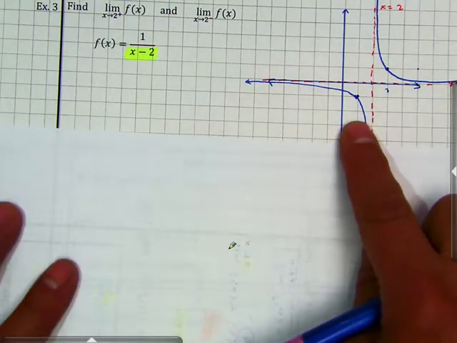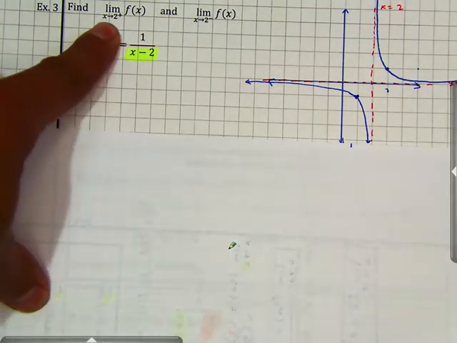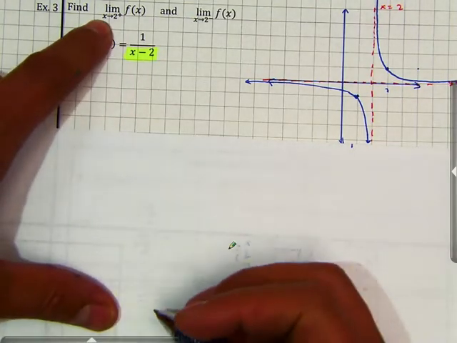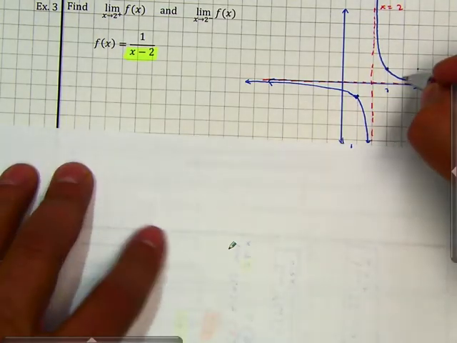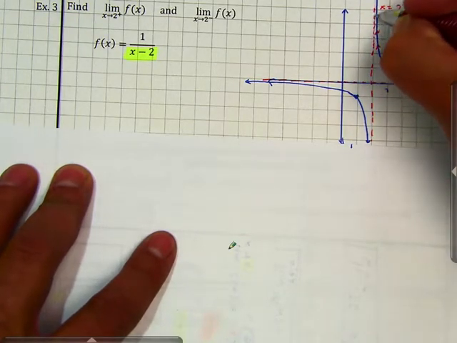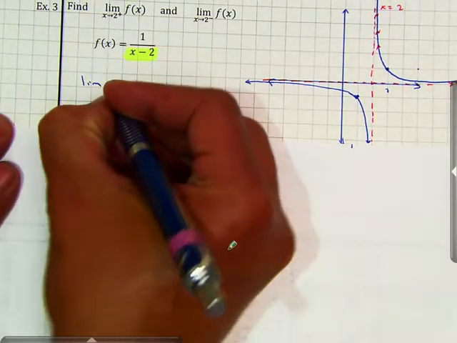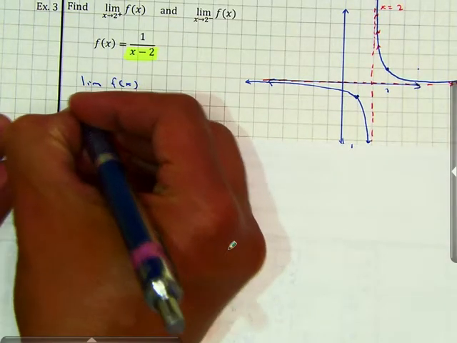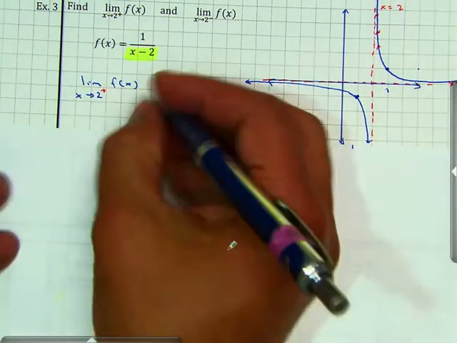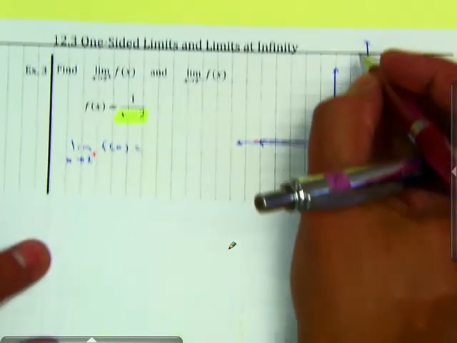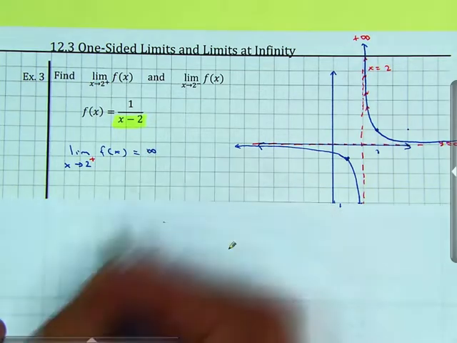So from the graph, we can find the right-hand side limit as x gets closer and closer to 2 from the right. What happens? As you get closer and closer, it gets bigger and bigger and bigger. So the limit of f of x as x approaches 2 from the right is going to be positive infinity, or just infinity.